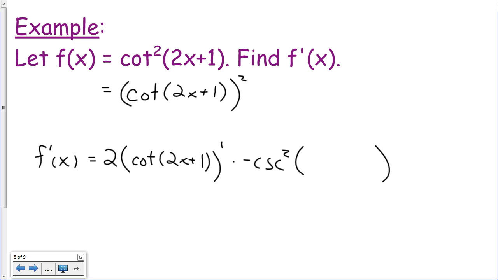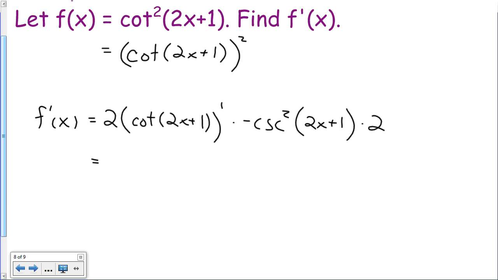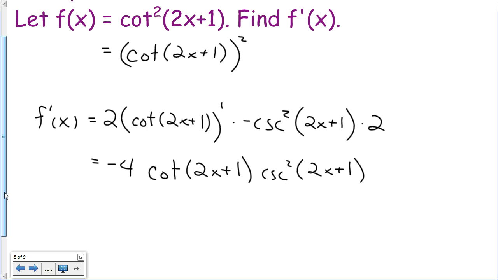And chain rule says you substitute in the inside function. That's the 2x plus 1. I guess I didn't need that parenthesis way over there. I'll just move it over. And then finally, chain rule says you now multiply by the derivative of the inside. Derivative of 2x plus 1 is just 2. And now let's just rewrite this slightly. Let's take the negative and the 2 times 2. That's a negative 4 that comes out front. Cotangent of 2x plus 1 times cosecant squared of 2x plus 1. And we'll leave it right there in that form.